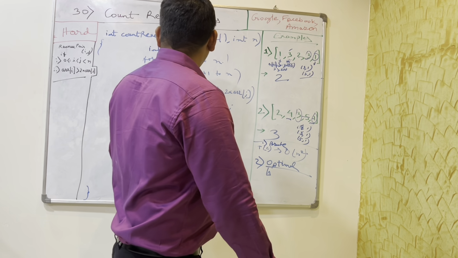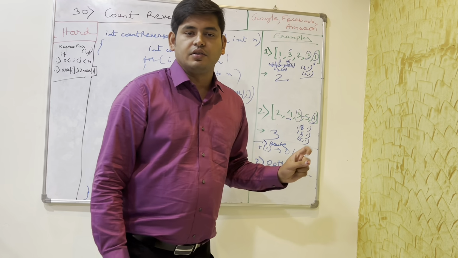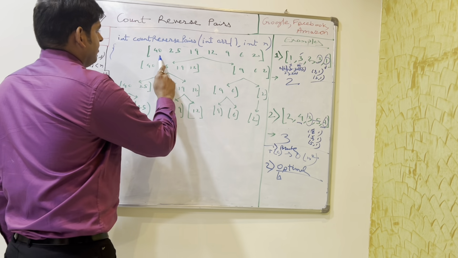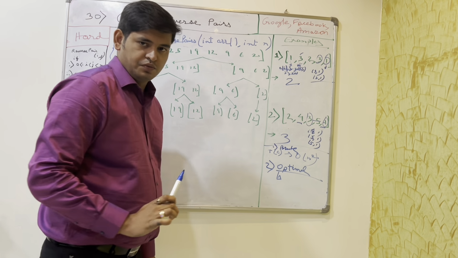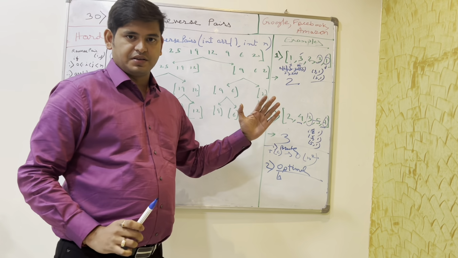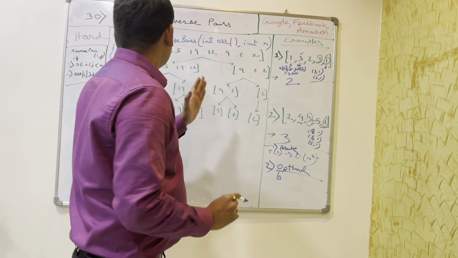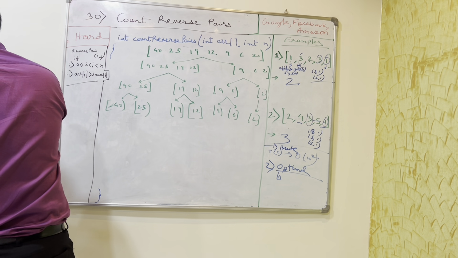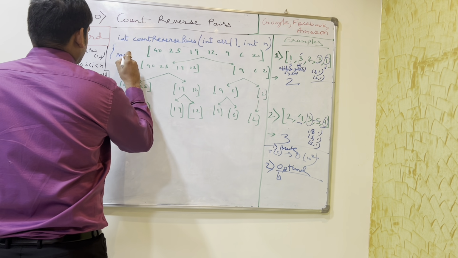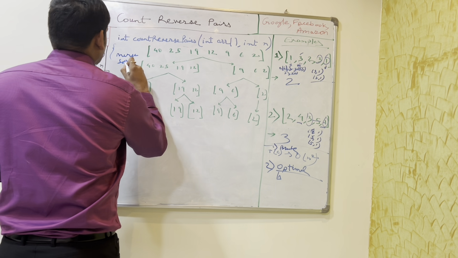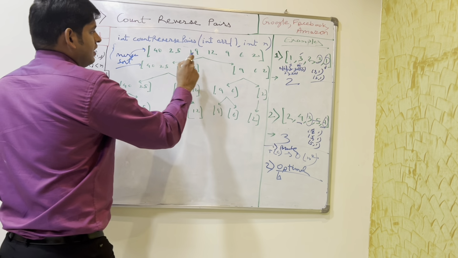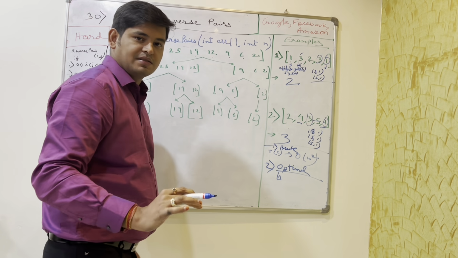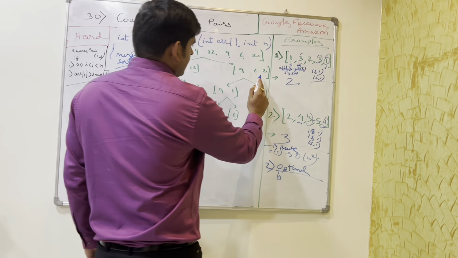Let's understand it. I need to rub the board and we'll understand that algorithm. Let's look at this example. Here we have an array 40, 25, 19, 12, 9, 6, 2, and we need to return the reverse pairs. So we apply the merge sort algorithm over here. In merge sort, we divide this into two halves. There are 7 elements, so 4 elements here, 3 elements here.